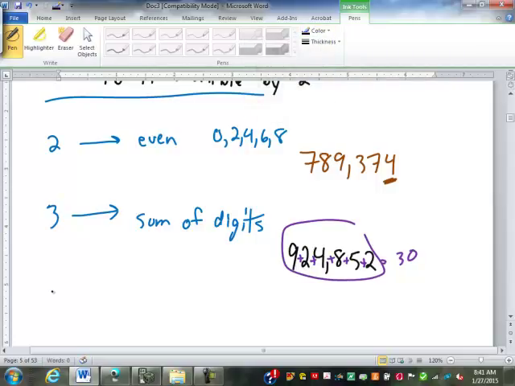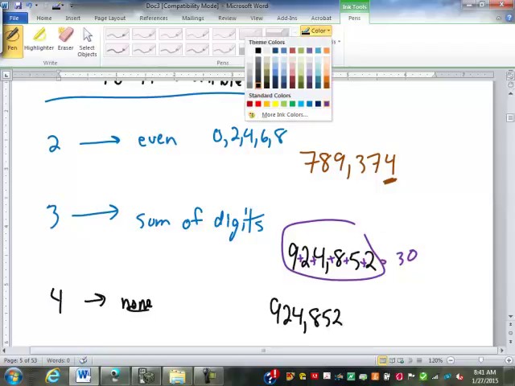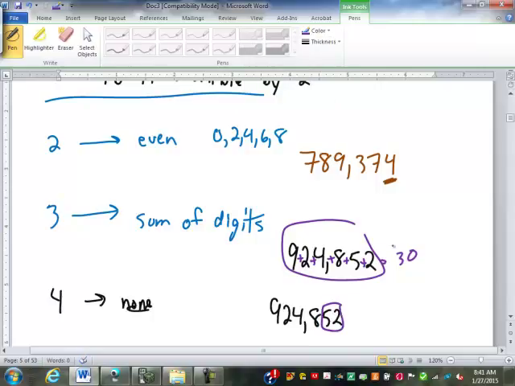Now for 4, there is a rule, but it's not very useful. The rule for 4 is if the last 2 digits combined are divisible by 4. Let's do 924,852 again. If the last 2 digits are divisible by 4, like 52 is divisible by 4, then the whole thing is divisible by 4. But for our purposes, we're going to say there really isn't a rule because we don't need a rule. Because to be divisible by 4, you can just divide by 2 twice.